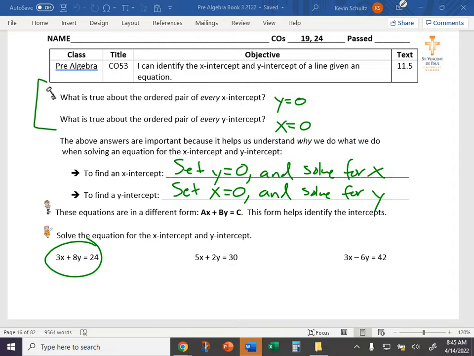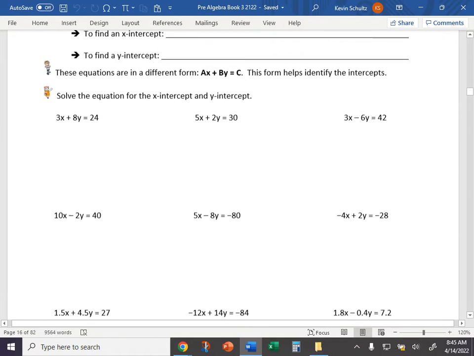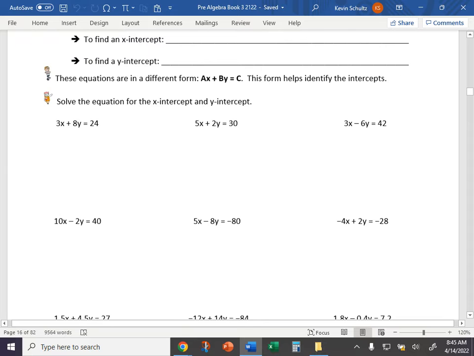Okay, all right. I'm going to scroll down a bit, but I'm going to rewrite our steps up here just so we have them.